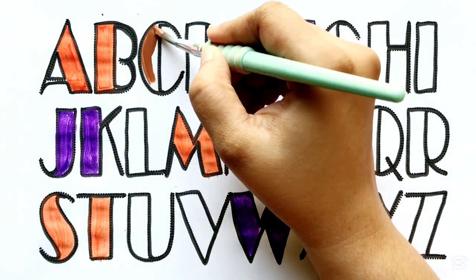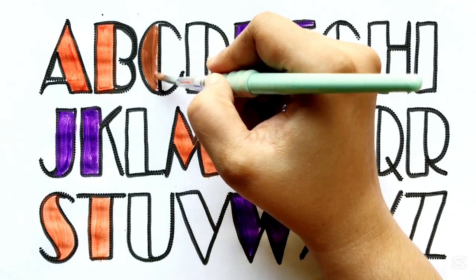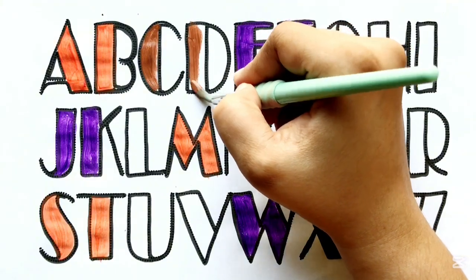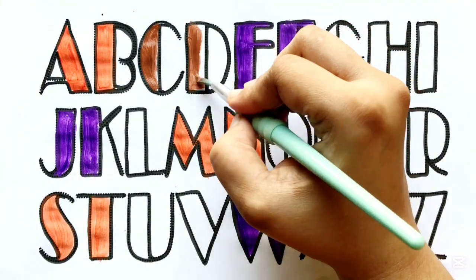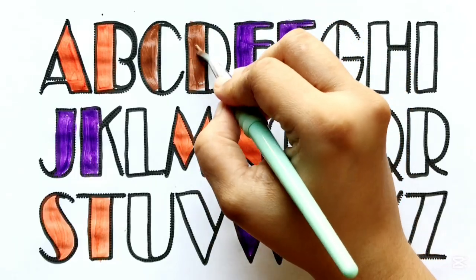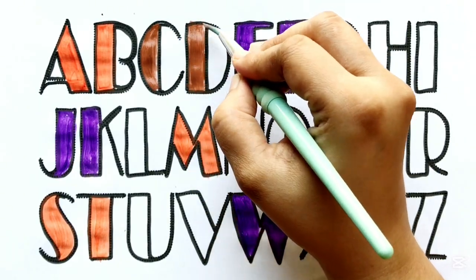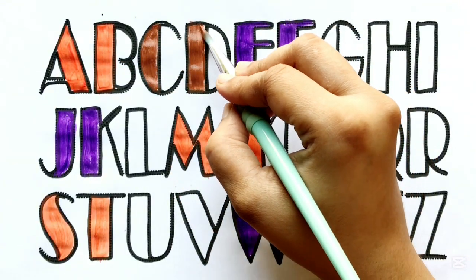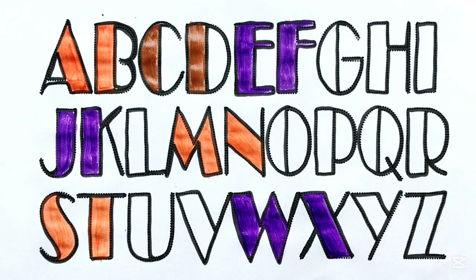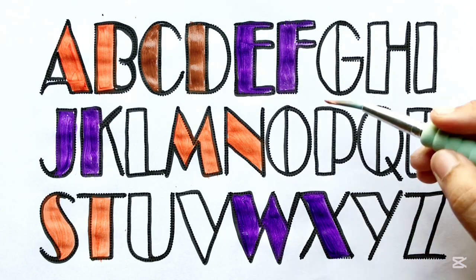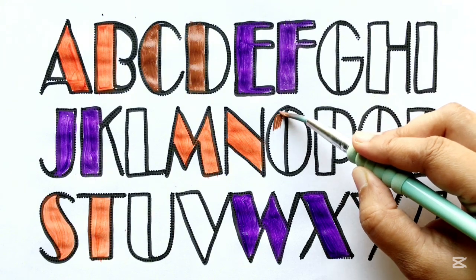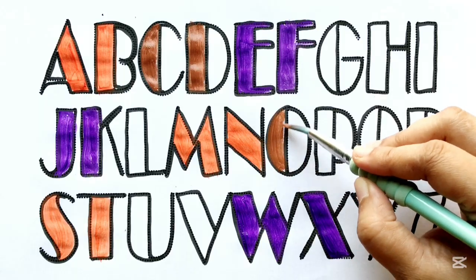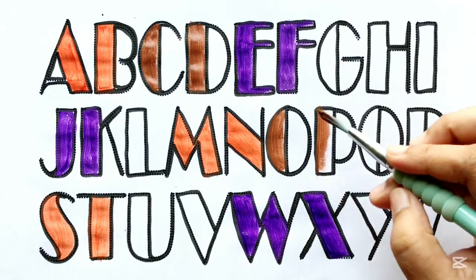Brown color. C for cat. D for dolphin. O for orange. P for pray.